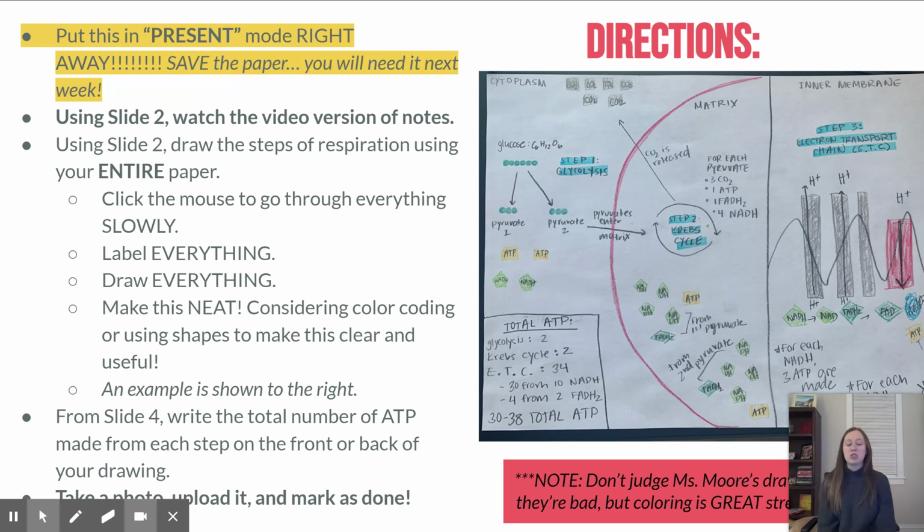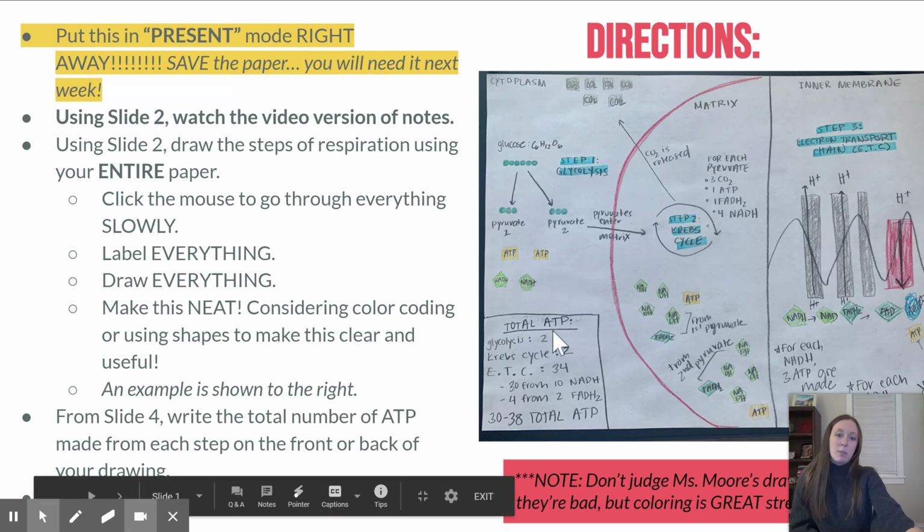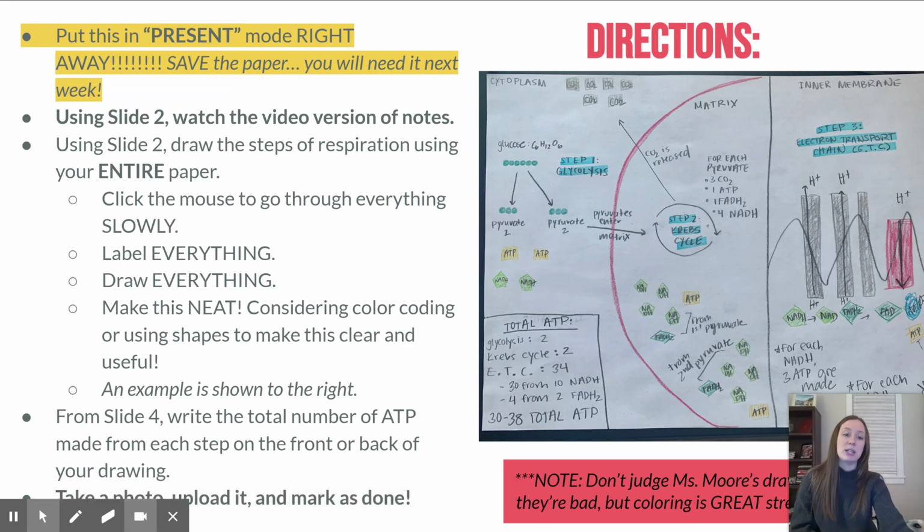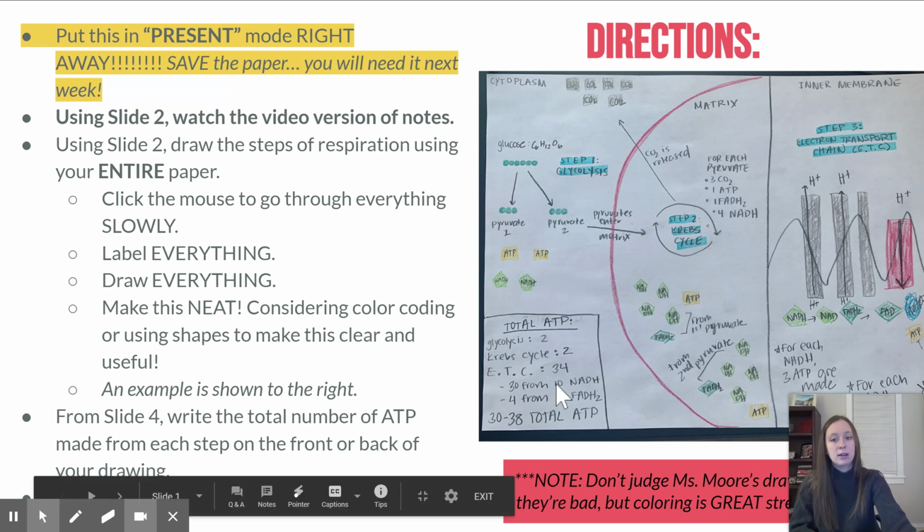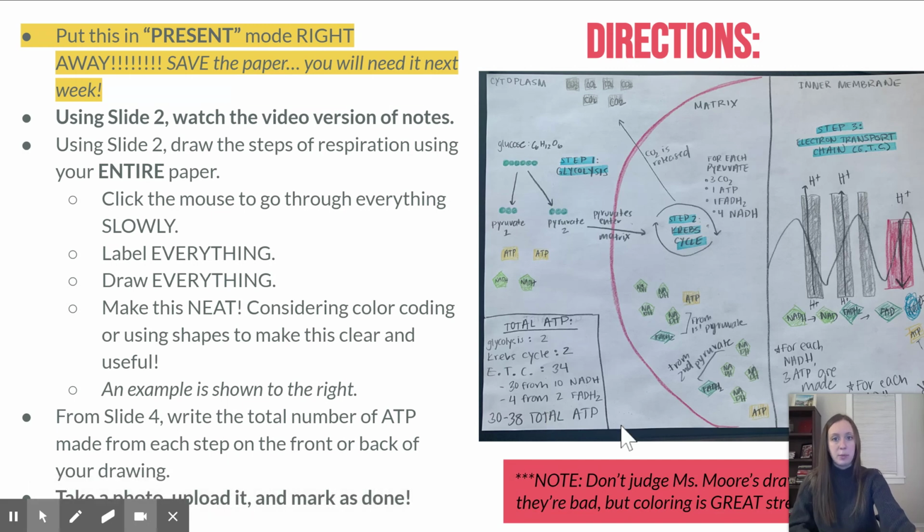After you have drawn it out, you're going to go ahead and use slide 4 to write the total number of ATP made from each step. So you can see in the bottom left of my drawing, that is where I listed how much ATP comes from each step. So that is your game plan. And then when you're done, you're going to upload a quick picture of your drawing just to show me you have it done, and then mark this assignment as done. So on that note, let's do a little bit of review and then look at a couple steps.